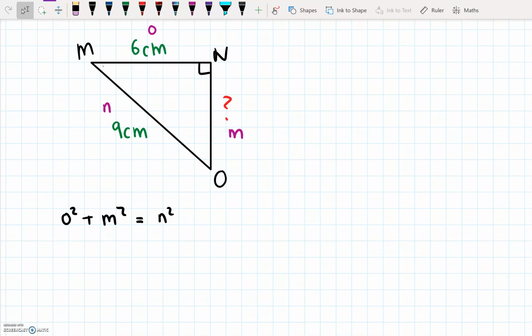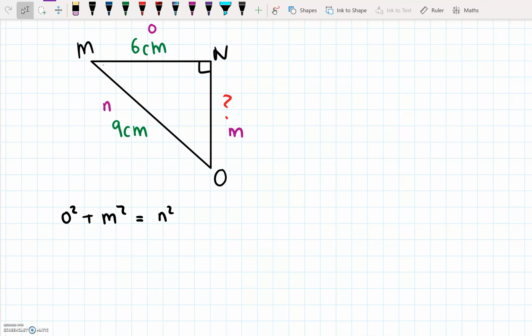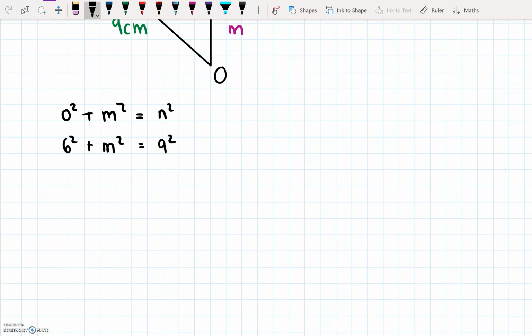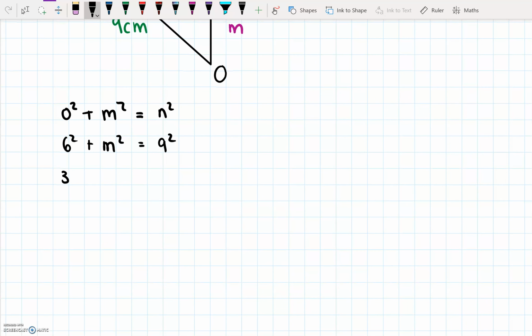Okay, now we can keep going with this. We can make our substitutions here. Instead of o, we will write 6, because that's on the o side. So 6 squared plus, instead of m, well, it's still m because we don't know it, is equal to, and n is 9, so 9 squared. So 6 squared is 36 plus m squared is equal to 9 squared, which is 81. Okay, so everything's simplified now.